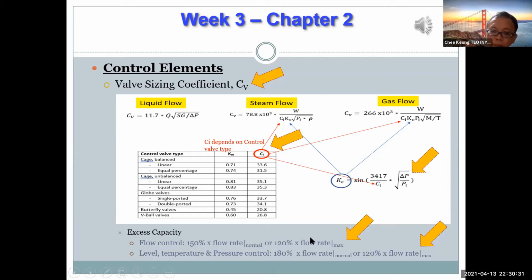Now usually we talk about the nominal rate. Let's not talk about using the maximum rate, so we'll just ignore the maximum rate. Now if you are doing the level, temperature, or pressure control, then you use 1.8 times, which is 180% more. So a lot of time in the test calculation, I ask students to calculate the valve coefficient. They forget to include this excess capacity. So this one will not be given, so you got to commit to memory. For example, flow is 1.5. If you see other than flow, it is 1.8 times. That's as simple as that.